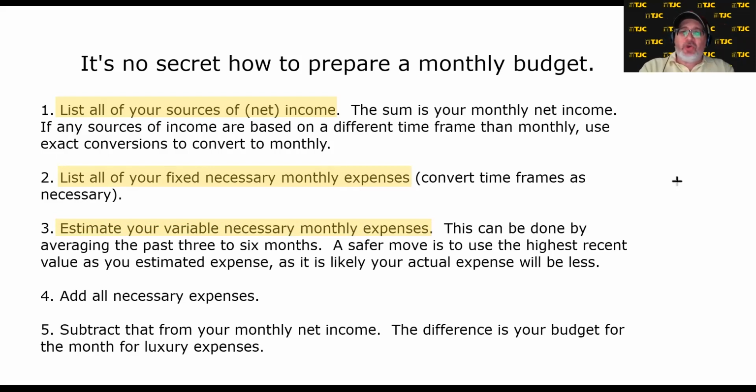Well, there's a couple of ways you can do it. This can be done by averaging the past 3 to 6 months. You have your bills, go back and average them, say, well, on average, it's this. And then each month adjust the average based on the most recent 3 or 6 amounts. But a safer move is to use the highest recent value as your estimated expense. For example, if you don't know how much to budget for electricity, look at your previous 6 electric bills. Find the highest one and say, I'm going to estimate it's that one. Because chances are, your actual expense will be less than the highest one in the past few months.